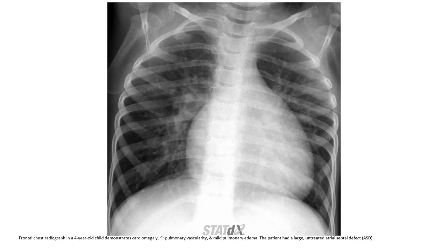Frontal chest radiograph in a 4-year-old child demonstrates cardiomegaly, increased pulmonary vascular markings, and mild pulmonary plethora. The patient had a large untreated atrial septal defect.